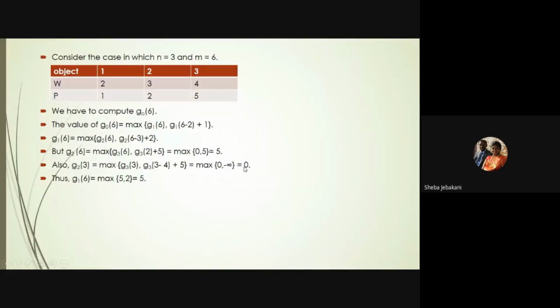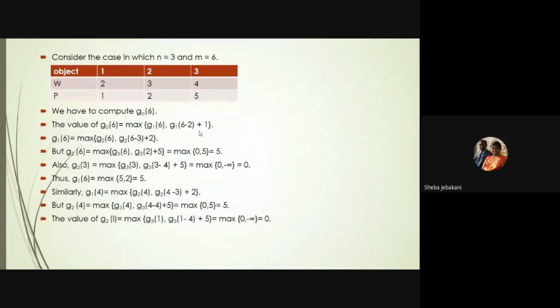Now once we have this as 0 and this as 5, then between 0 and 5 we need to find out which is the maximum. Take that and put it as G1 of 6. Again you have G1 of 6 minus 2, that is G1 of 4. We need to find out G1 of 4 again. So like this the process goes on and finally we go to the top.